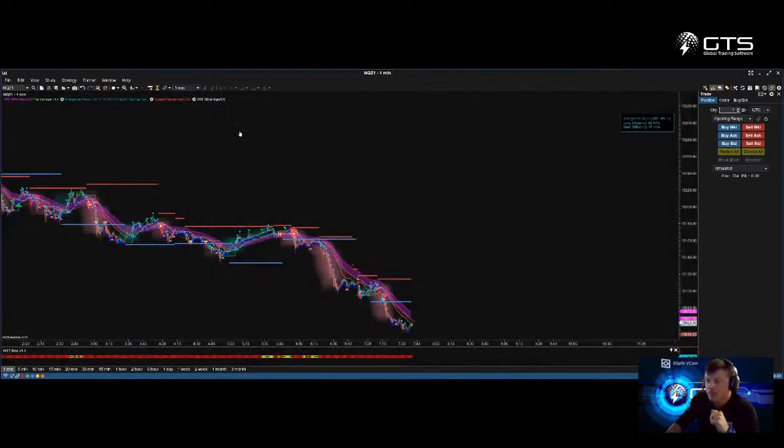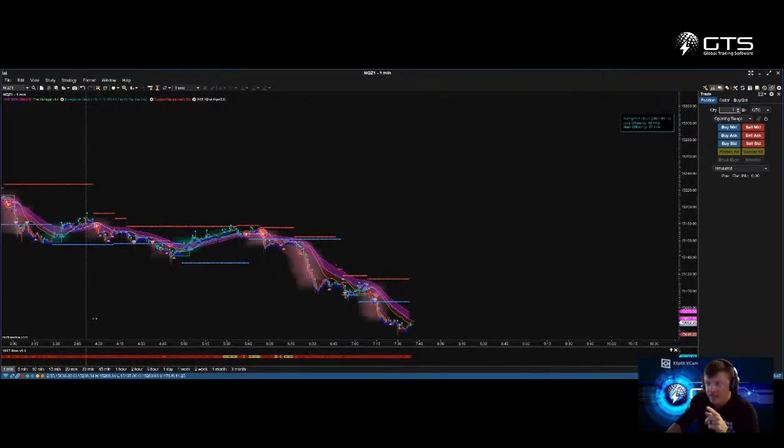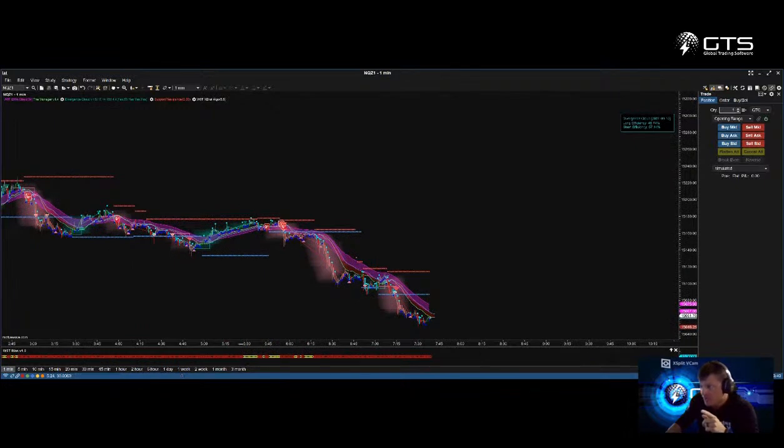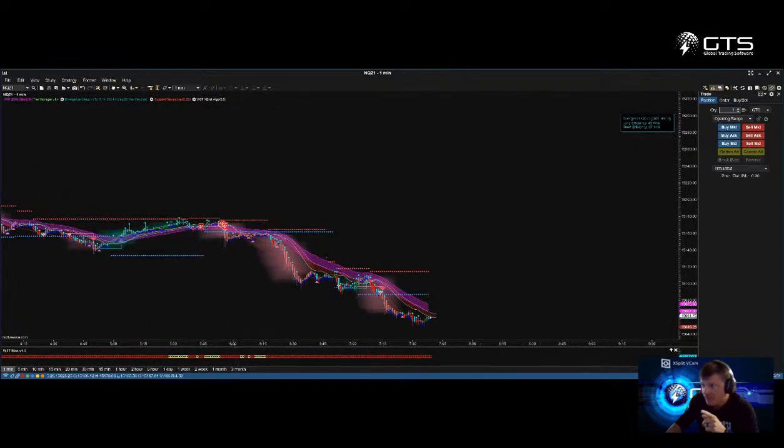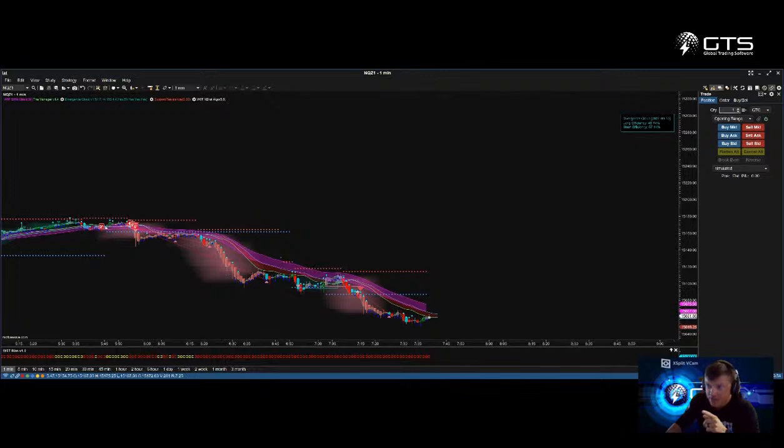Boom. Yep, there they are right there. There's a 5 and a 6 star. This is the 1 minute, and that 5 and 6 star, and then there's a 3. Oh, here's the money right here. Look at this. 3, 4, 5, 6. Boom.